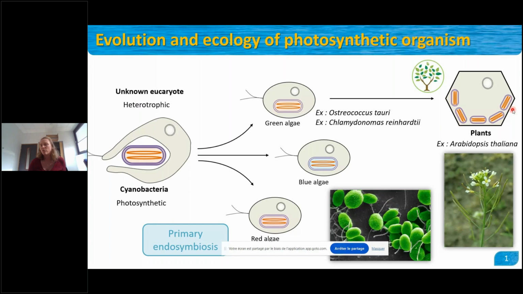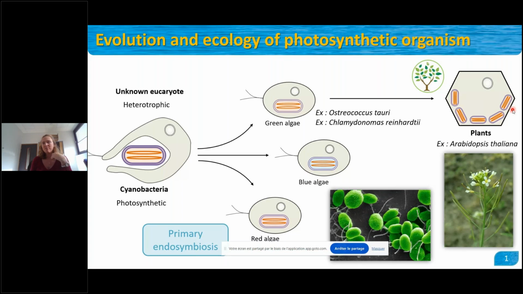The plant we mainly work on in labs is the model plant Arabidopsis thaliana, because it has a short lifetime and a small genome, so it's much easier to work with. And for green algae, the models that are commonly used are Chlamydomonas reinhardtii, which is a freshwater alga, and Ostreococcus tauri, which is a marine alga, but still a green alga.